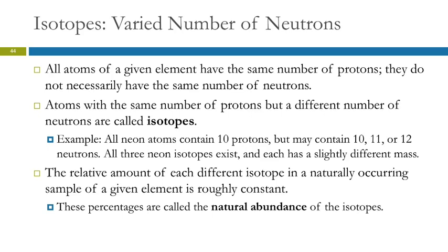So any given element may have only one isotope, or it could have 2 or 3 or more isotopes. The relative abundance of each of those isotopes is relatively constant no matter where you find the element. We call that the natural abundance, and it's usually expressed as a percentage. So the natural abundance of an element, of an isotope.